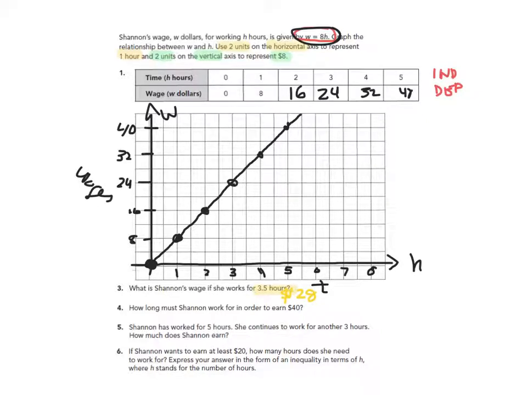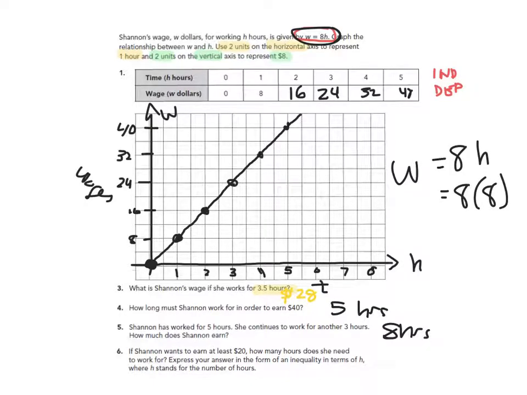Let me find $40. $40 are here. And that looks like it's 5 hours. They said she's worked 5 hours, then continues for another 3 hours. So how much does she earn? So we're talking 8 hours now. And this isn't on here, but I know that W equals 8 times H. And they just told me that the H is 8. I know 8 times 8. Well, that's going to be 64.